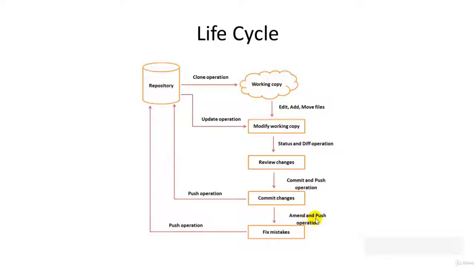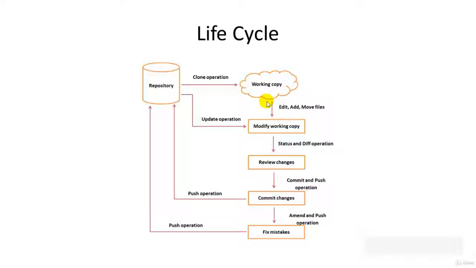After you have pushed it, you can amend. Say you committed and you realize that something has gone wrong. Then you correct the last commit, whichever you have done, and then you fix the mistakes and again you push to the repository. So this is the overall working of the Git structure.